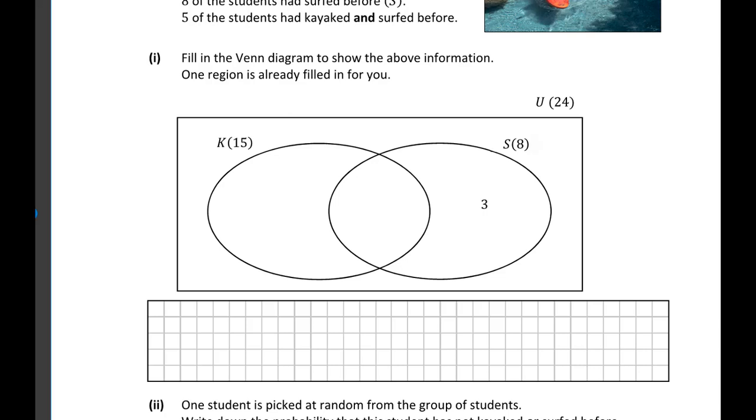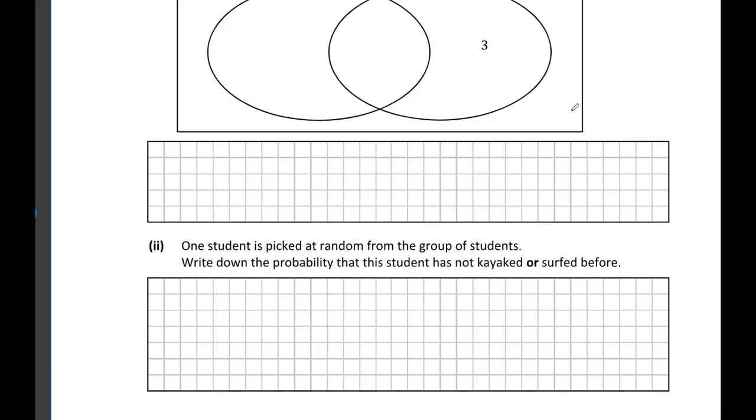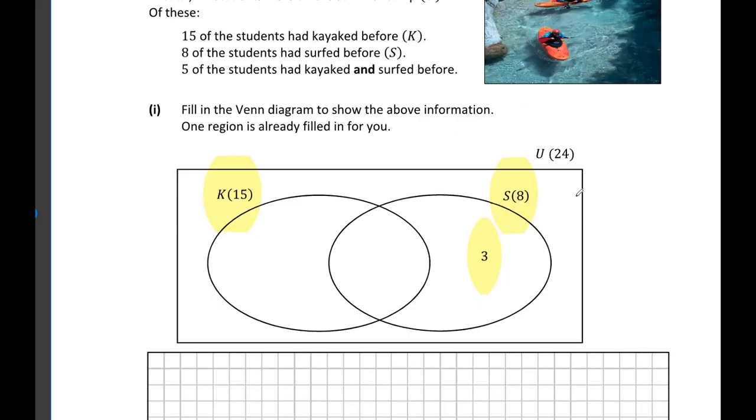So there's 24 in total, right? So we have 8 here. Why is that turning so gigantic? Let me see. Maybe I need to reduce the size of this. Yeah. So let's get back to it. So we have 8, and we have 15, and we have 3, okay? Now there's 24 in total, so we have to be aware of that. So let's fill this in.